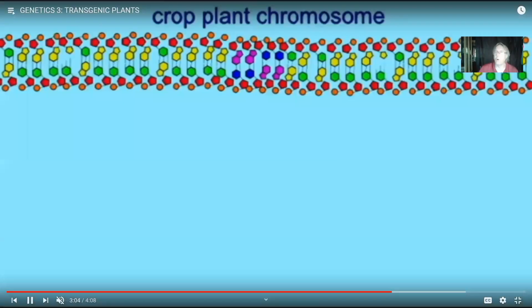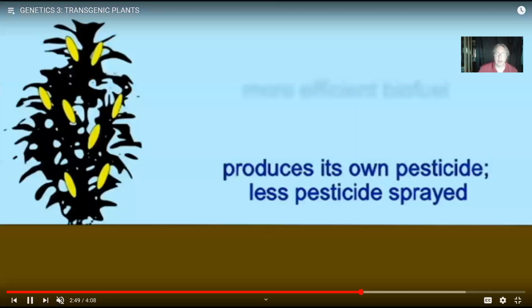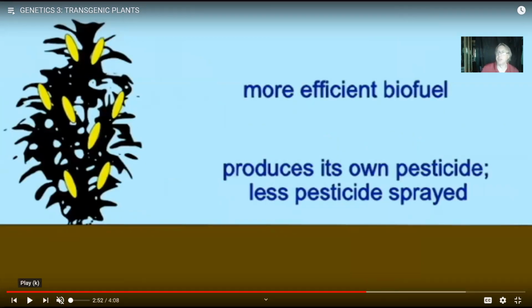And so there can be all of these things that one can add to plants and change them. So not everything has to be eaten. You could engineer plants to be a biofuel.